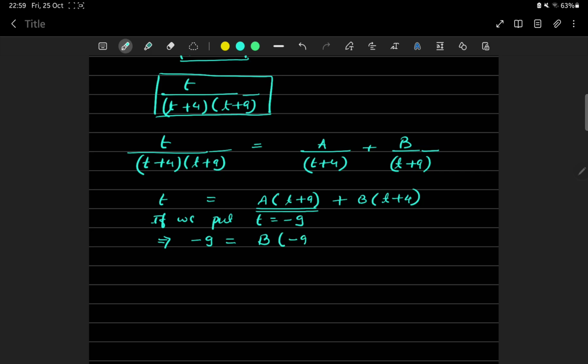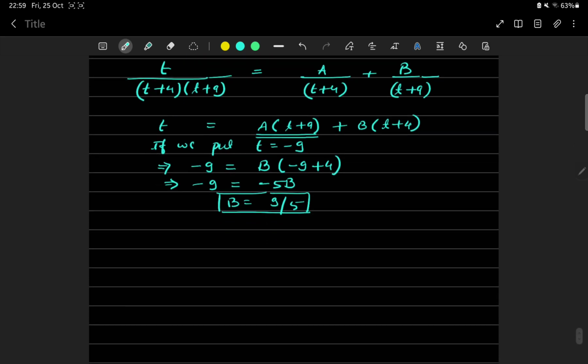and here in place of t you can put minus 9 plus 4, so this will become minus 9 equals to, now here you will get minus 5, so minus 5B, so B will become 9 by 5. The value of B comes out to be 9 by 5.